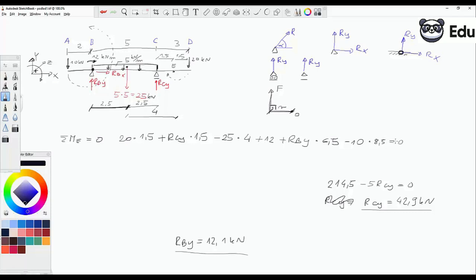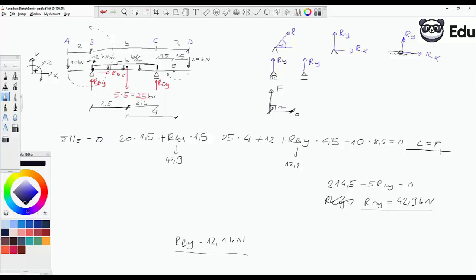And now we check. We can actually input this directly into the calculator because we know that RC is 42.9, RB is 12.1. So we write on the calculator, 20 times 1.5 plus 42.9 times 1.5. Subtract 25 times 4. Add 12. Add 12.1 times 6.5. Subtract 10 times 8.5. We end up with 0. You can check this in your spare time on a calculator. We write that the left is equal to the right. And this really concludes the task. This is everything that needed to be calculated here.